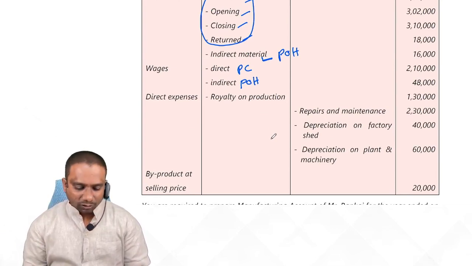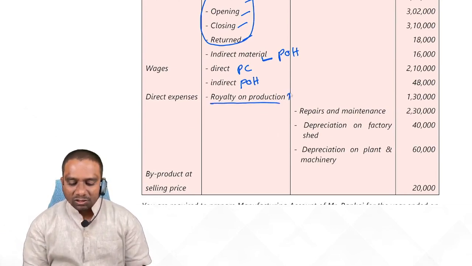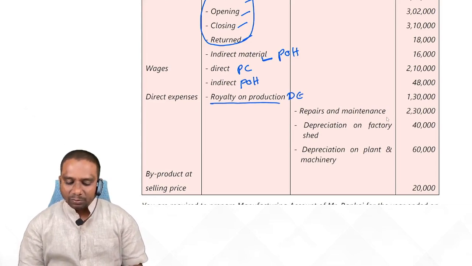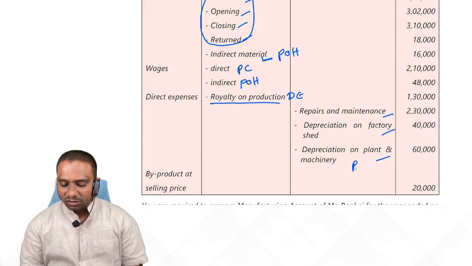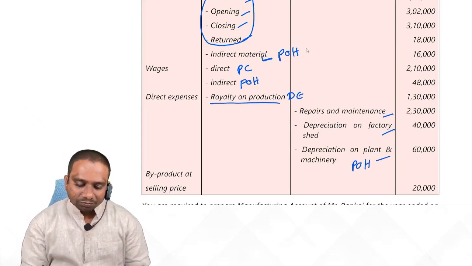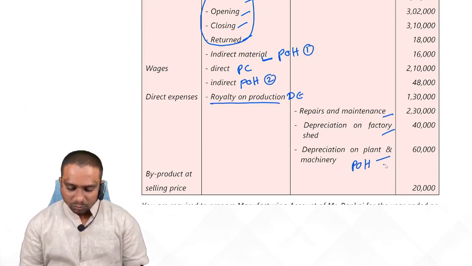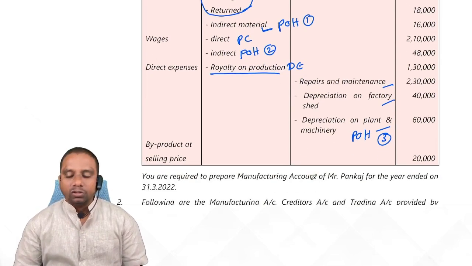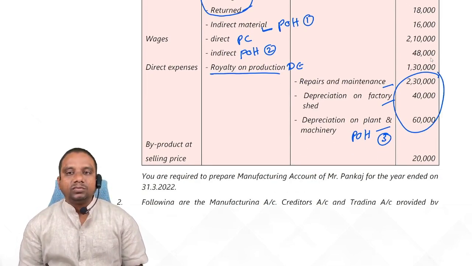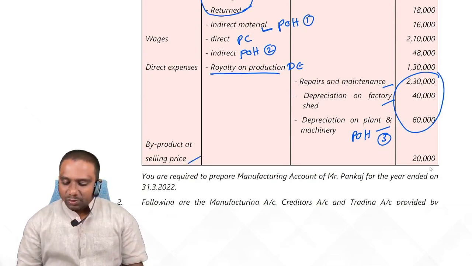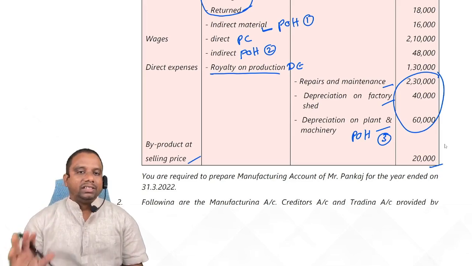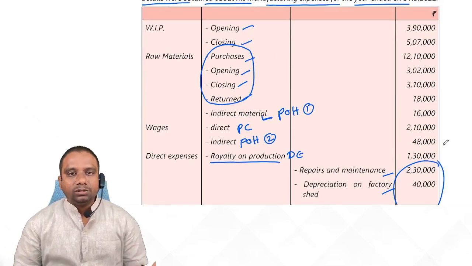PC means prime cost. Next, royalty on production, direct expense. Remaining: repairs, depreciation on factory shed, depreciation on plant and machinery are production overheads. Look at 1, 2, 3. These three are considered as production overheads. Next one, by-product at selling price, manufacturing account, credit side. That's it. Simple. Now look at the next one.